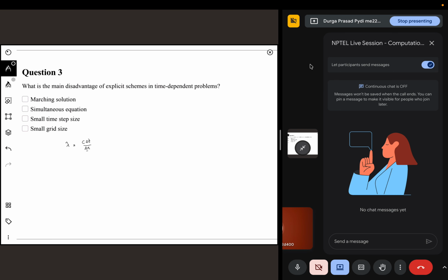Depending on your grid size, that method also introduces other numerical errors, depending on the spatial grid. In order to reduce those numerical errors, we will end up reducing delta x, and as I reduce delta x, I also have to reduce my delta t. So the time step size also becomes smaller and smaller. That is the main disadvantage of the explicit schemes. I hope this is a straightforward question.